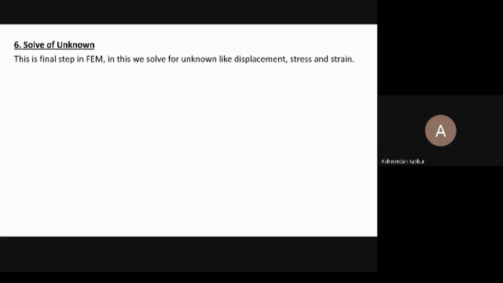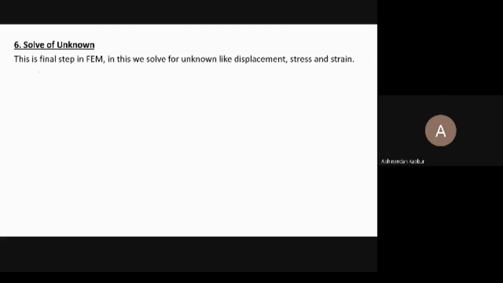Then coming to the last step, as I told, we have 6 steps. So in the last step, after applying the boundary condition, directly you can solve for the unknowns. Like first you will get the displacement, which is there in the body. So using the displacement, you can calculate the stress. Once you know the stress, using Hooke's law, you can calculate the strain.